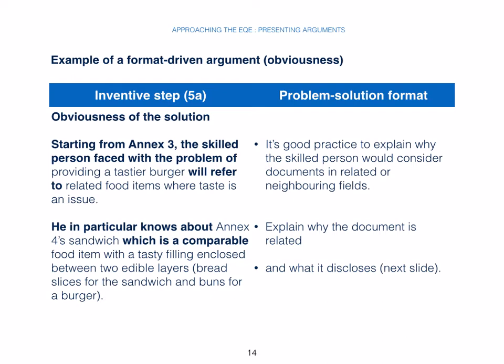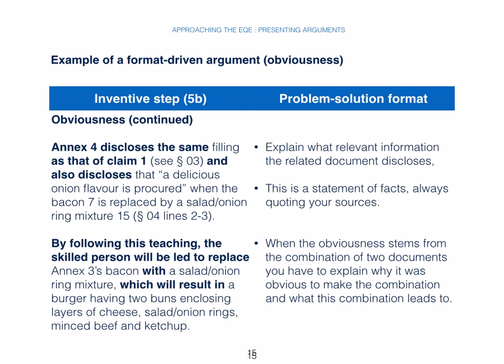We continue the argument. He in particular knows about Annex 4 sandwich, which is a comparable food item with a tasty filling enclosed between two edible layers, bread slices for the sandwich and buns for a burger. Here we are explaining why the document is related and why it is comparable. What it discloses comes on the next slide. We continued the argument then.